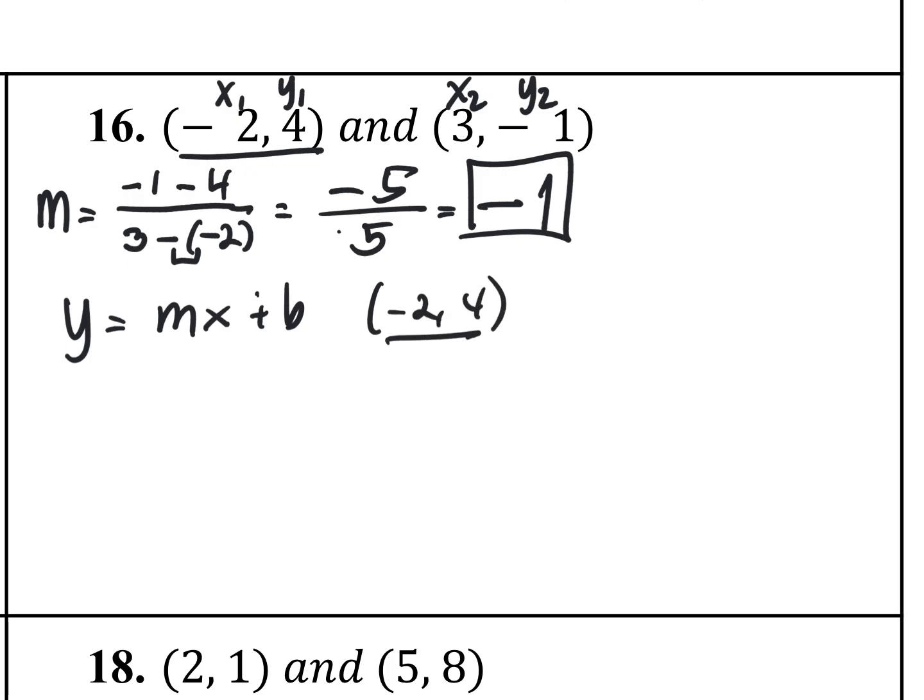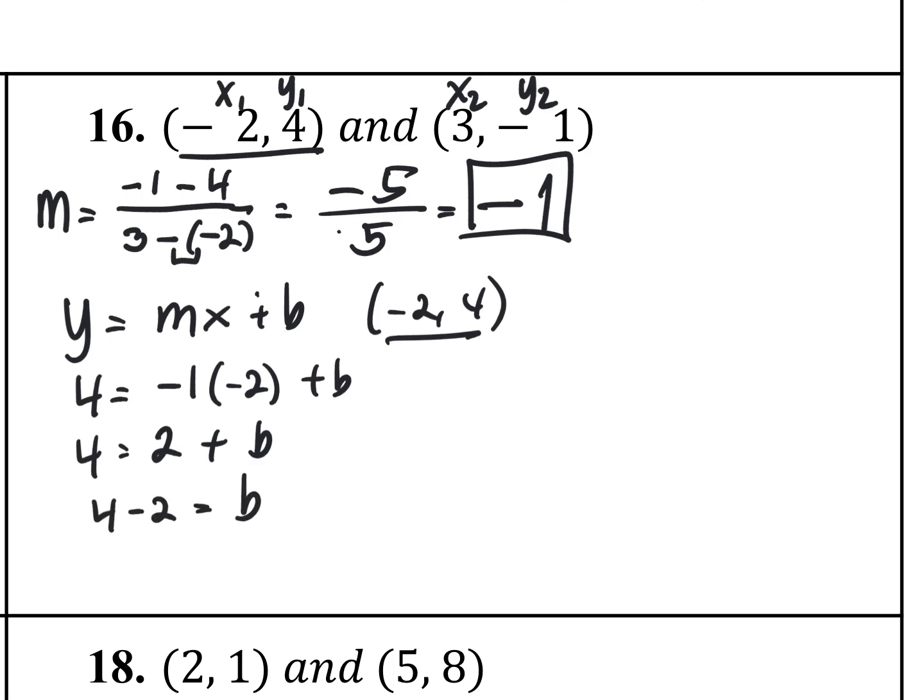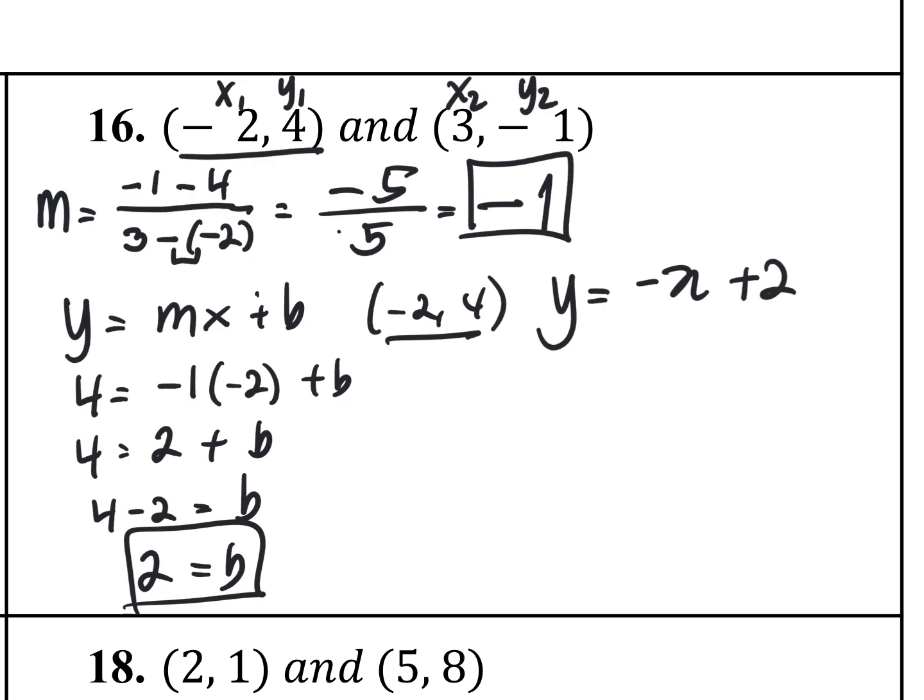using negative 2, 4 to find b. So my y here is 4. My slope is negative 1 multiplied by negative 2 plus b. 4 is equal to negative 1 times negative 2, which gives you 2 plus b. Transposing to the other side, 4 minus 2 is equal to b. Therefore, my b here is 2. So our equation now is y is equal to negative x, and negative x and negative 1x are the same, plus 2.